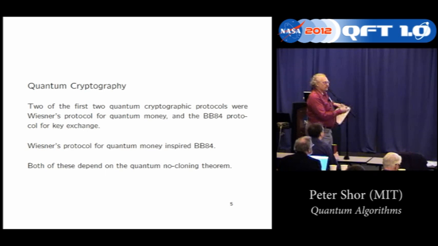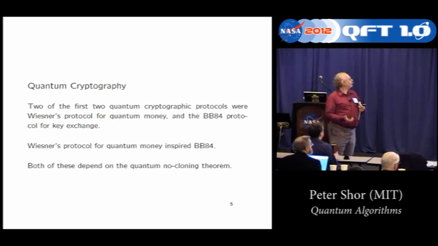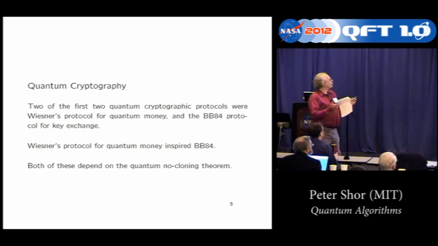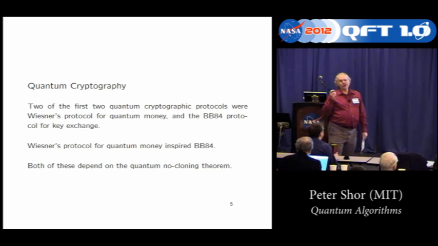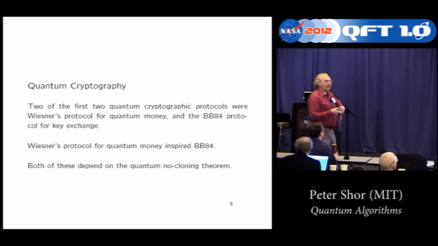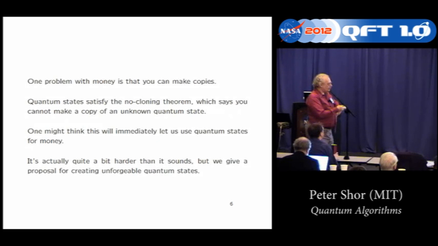Now, I guess people probably know a little bit more about quantum cryptography. Two of the first quantum cryptographic protocols were Wiesner's protocol for quantum money and the BB84 protocol for key exchange, which came out of Bennett thinking about Wiesner's quantum money and talking to Gilles Brassard, and together they worked out BB84. And both of these depend on the quantum no-cloning theorem.